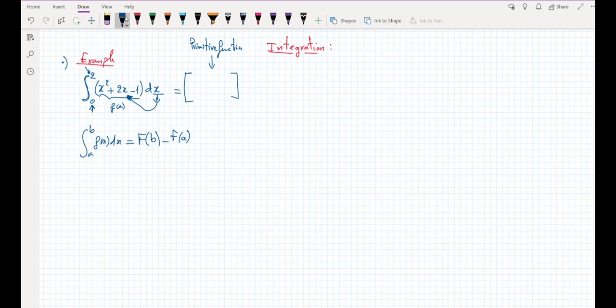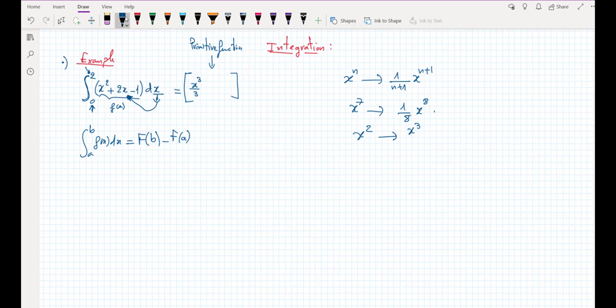So what is the primitive function of x squared? We know that the primitive function of x squared is x cubed over 3. The primitive function of x^n is 1 over n plus 1 times x^(n+1). So the primitive function of x to the power 7 is 1 over 8 x to the power 8. The primitive function of x squared, if we do the same thing, is x cubed over 3.